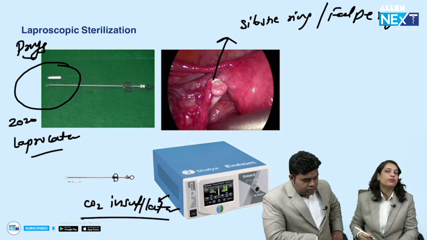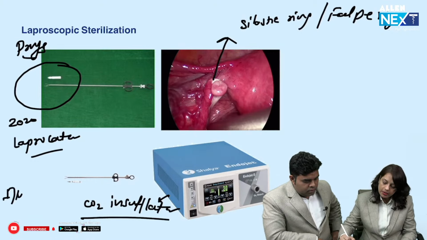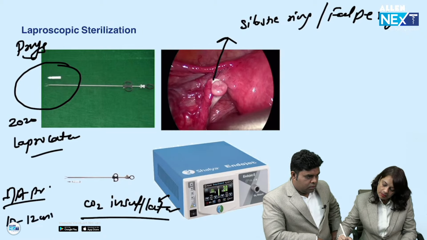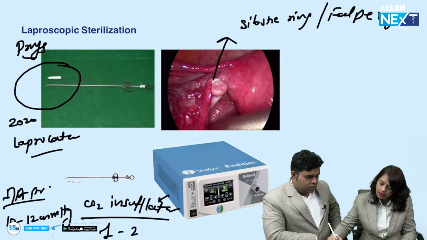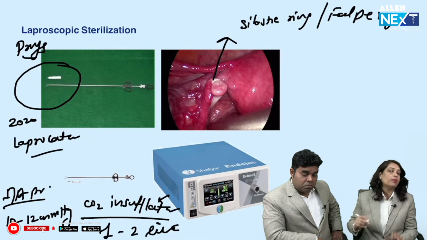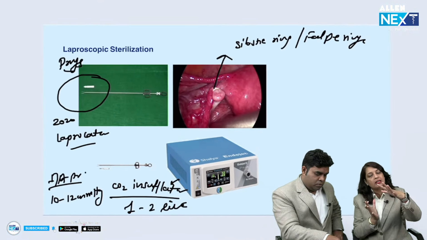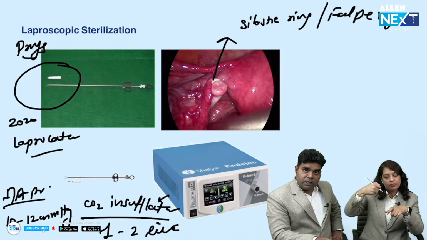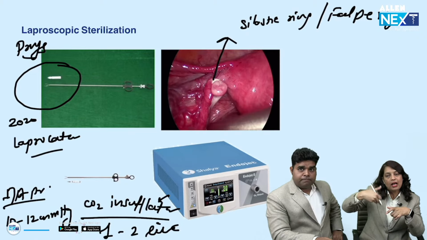Carbon dioxide insufflator, and the intra-abdominal pressure is 10 to 12 millimeters of mercury. How much carbon dioxide should be put? 1 to 2 liters of carbon dioxide. You will have to expand the peritoneal cavity, and your assistant should elevate the uterus.